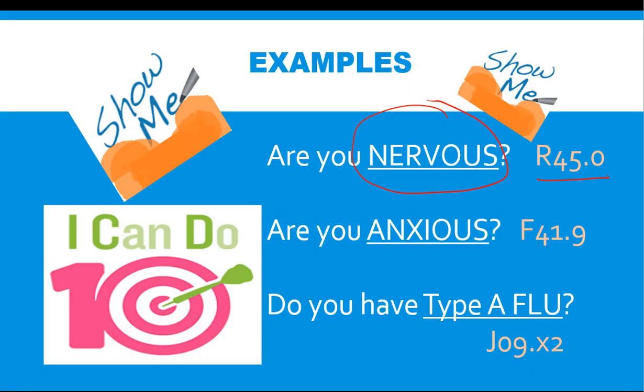R45.0. Maybe he diagnoses a little bit of anxiety. The code for anxious is F41.9. Maybe you have the flu, and after testing they realize it's type A influenza. Well, there's a code for that too. J09 or J09.X2. ICD-10 is doable, and you can do it.